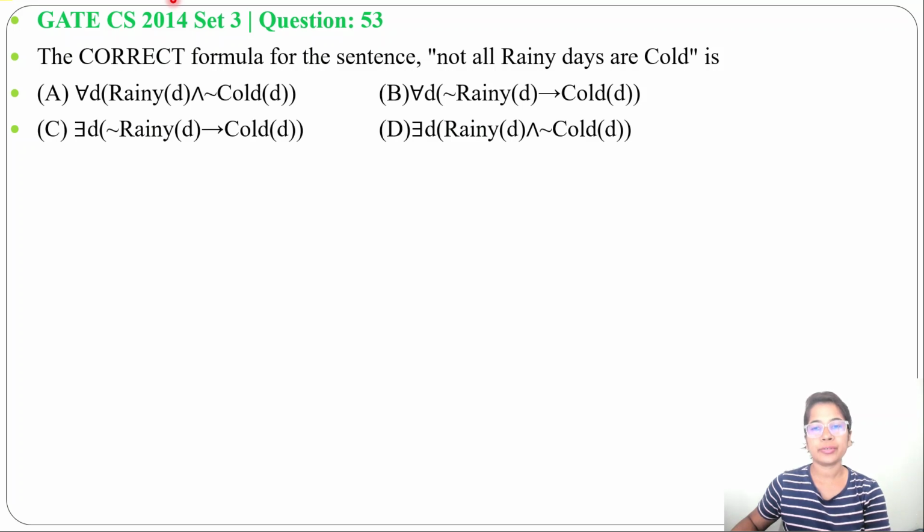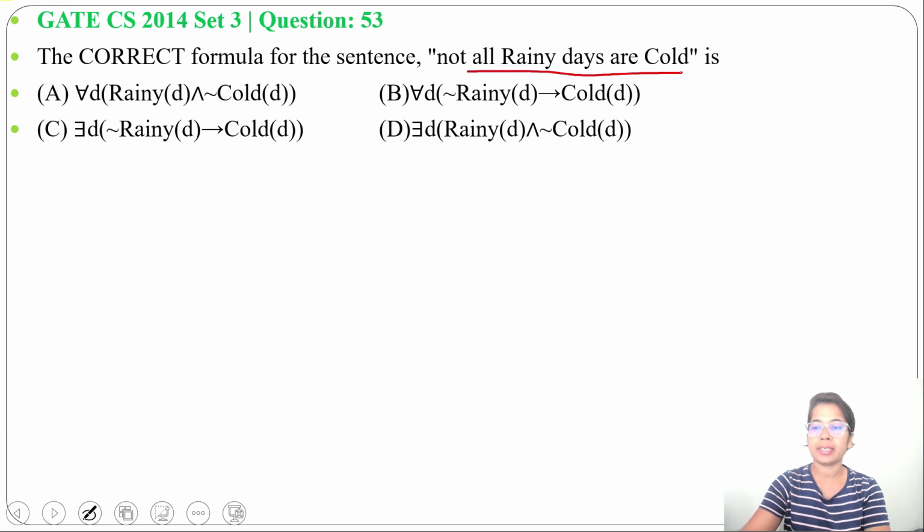Let's solve one previous question of mathematical logic. This question was asked in GATE CS 2014 set 3, question number 53. The correct formula for this sentence, "not all rainy days are cold", is, and 4 options are given. Let me first write the formula for "all rainy days are cold".